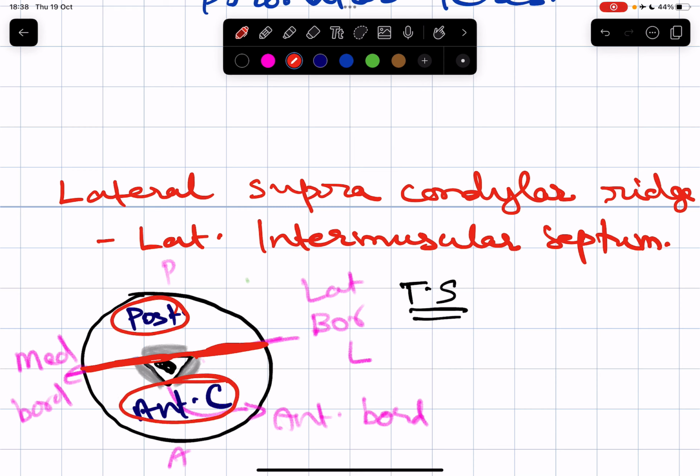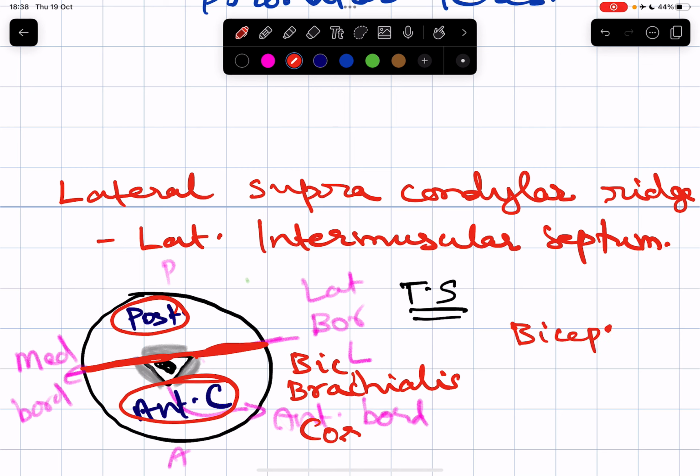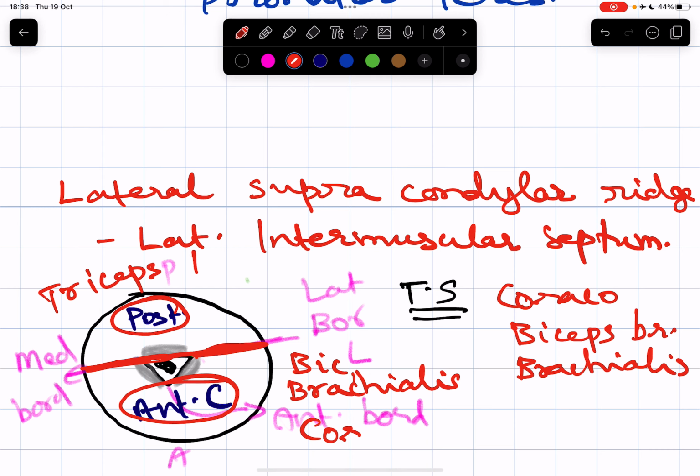The anterior compartment of the arm has three muscles: biceps brachii muscle, brachialis muscle, and the coracobrachialis muscle. The order is coracobrachialis, biceps brachii, and brachialis muscle. So these three muscles will be found in the anterior compartment. In the posterior compartment, there is only one muscle, the triceps brachii muscle. Okay, so that's the story of the medial and lateral intermuscular septum.